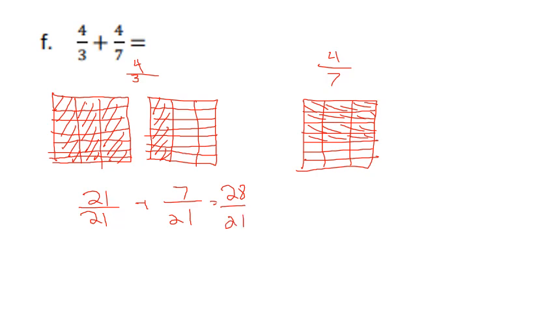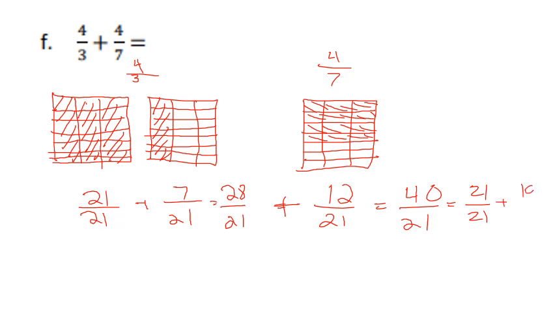Our second model for 21sts is going to be 1, 2, 3, 4 by 3, so it's going to be 12 21sts. Add these two together, we're going to end up with 40 21sts, which we know would equal 21 over 21 plus 19 over 21. So it's going to be equal to 1 and 19 21sts.